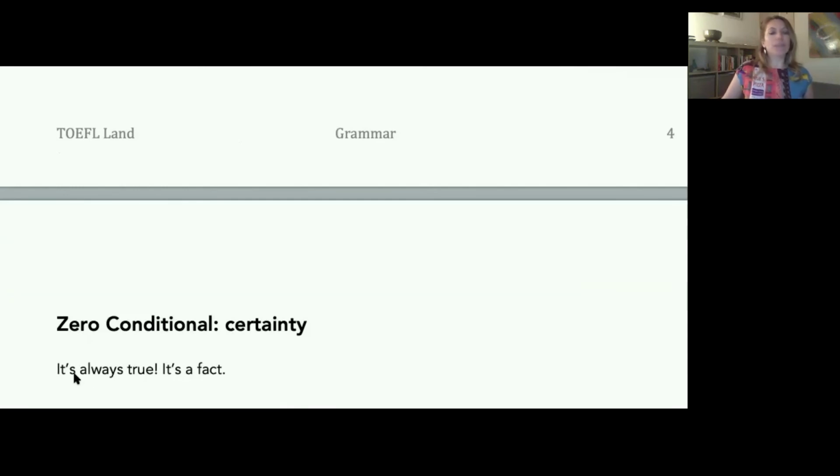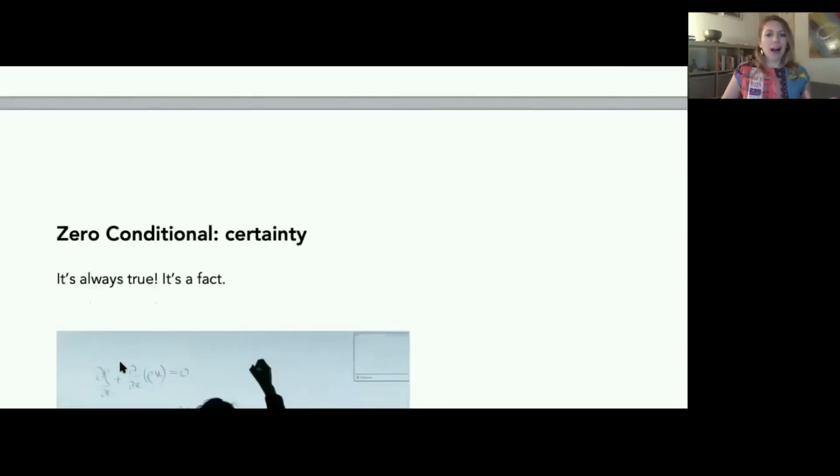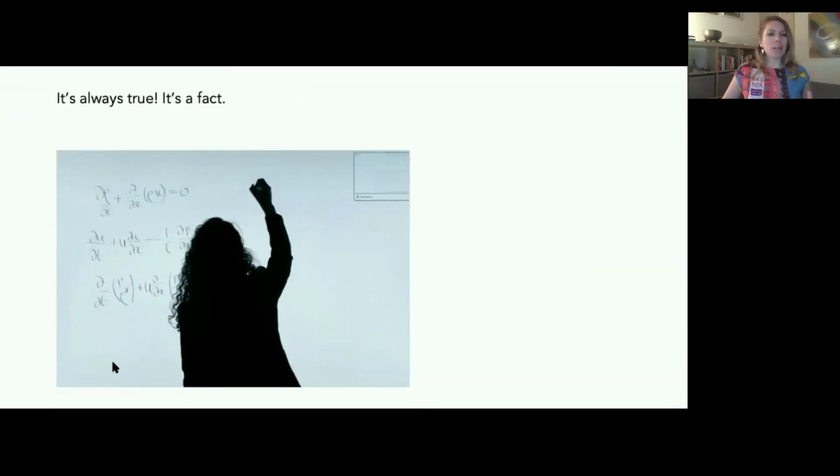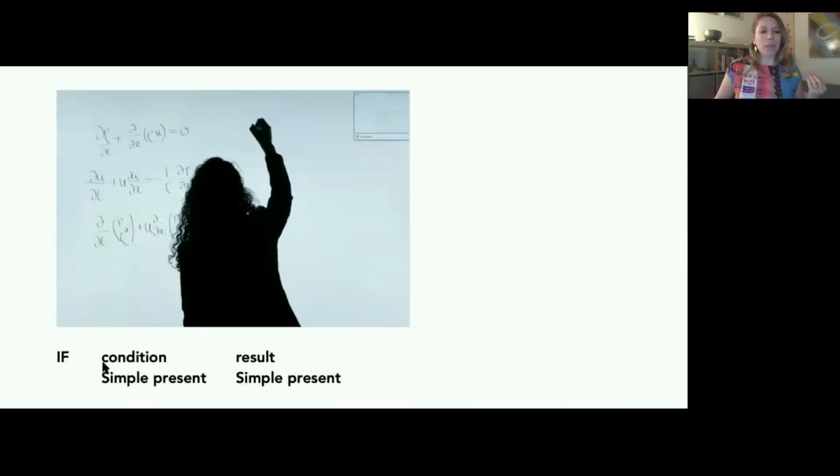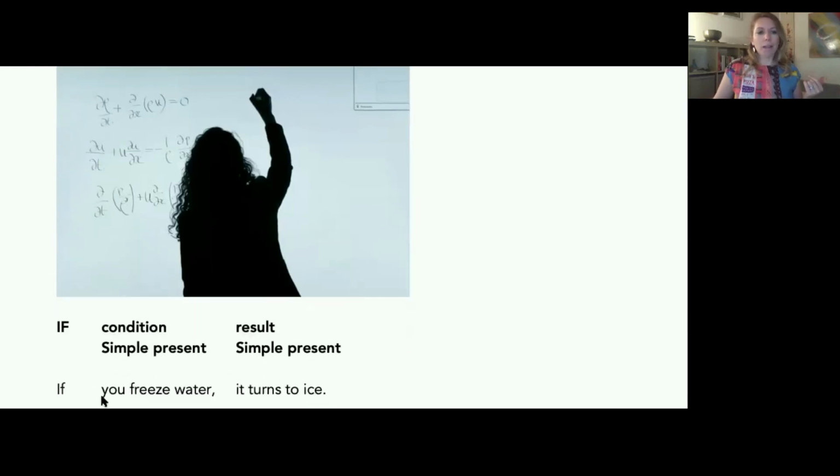Okay, our last condition here is called the zero conditional. It's when it's a fact. It's always true. Okay, so it's certain. And I just put an image here of the math or the equations, or, you know, this, it's very scientific, okay, in terms of the thinking of it. It's very factual, right? So in this case, the if in the condition part is going to be simple present tense, present simple. Result is also going to be simple present tense. Look at this fact. If you freeze water, it turns to ice.